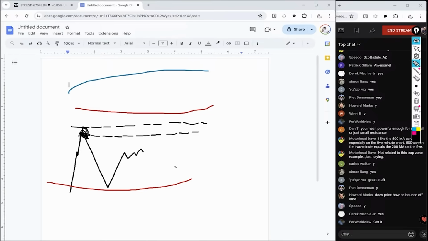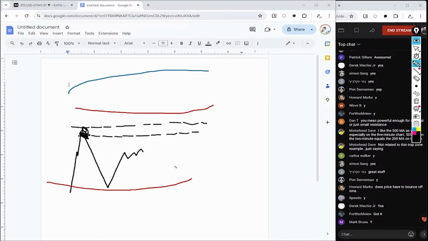Then there is the final one. So there are three types. Type 1, moving average, trap zone. And then you've got price, moving average, trap zone. Then you have price, trap zone. Let's go over price.